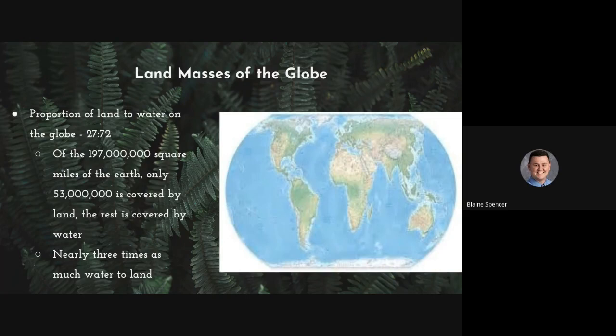So there's nearly 3 times as much water to land. It's that simple. When you look at that 27 to 72 ratio, it's basically three times as much. That's a lot.